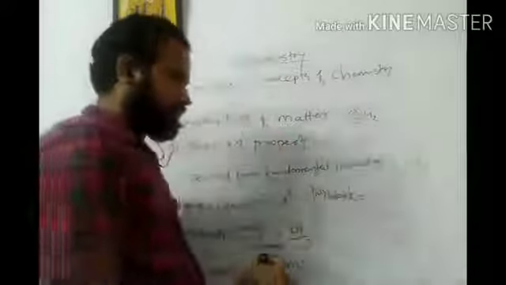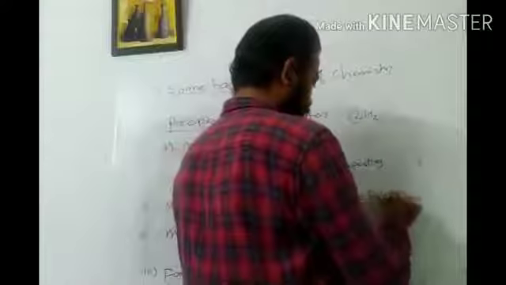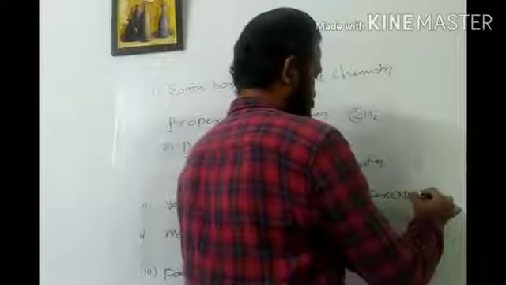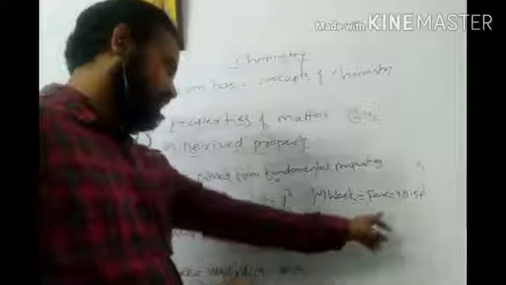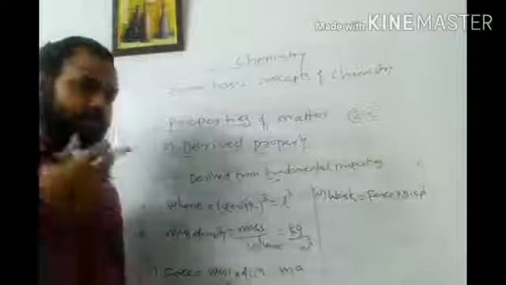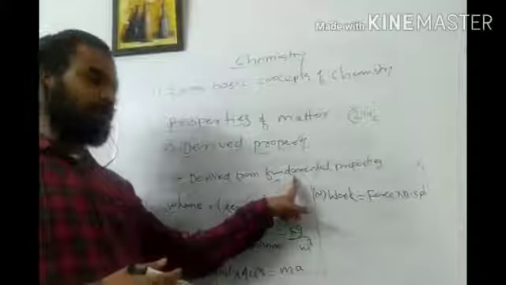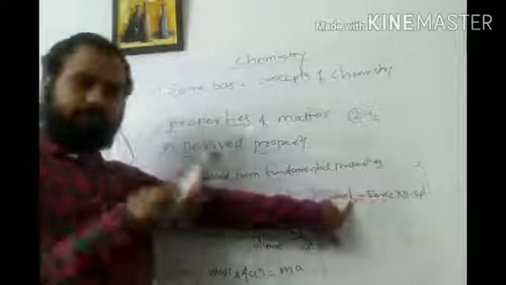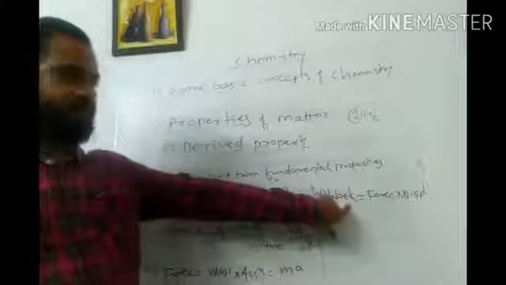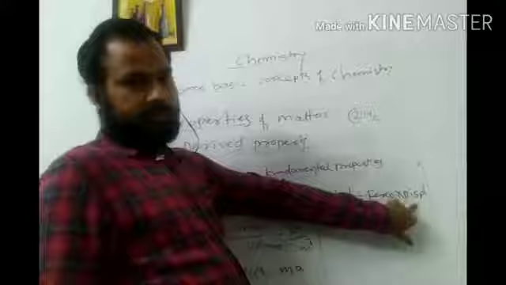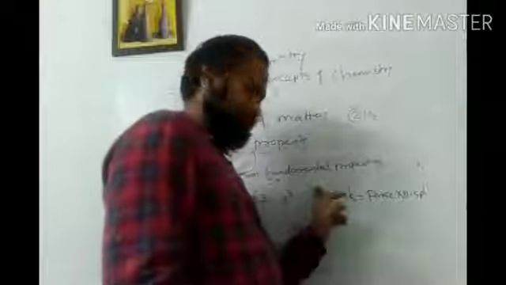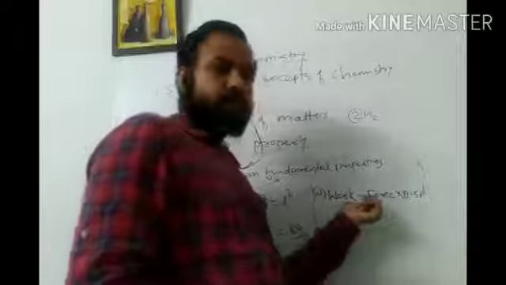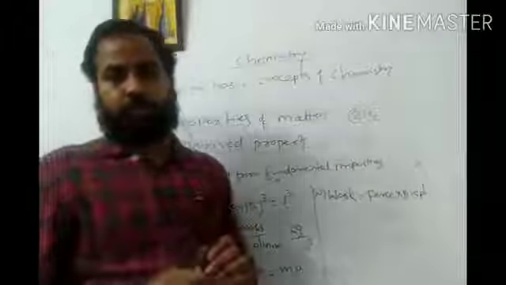Okay. Now, the formula for work is what? Force into displacement, isn't it? So force, as we already discussed, depends on mass and acceleration, and they depend on fundamental properties, and hence work also depends on fundamental properties. And displacement is generally measured in terms of length. Again, length is a fundamental property. So in this way we can say that work is also a derived quantity or derived property, isn't it?